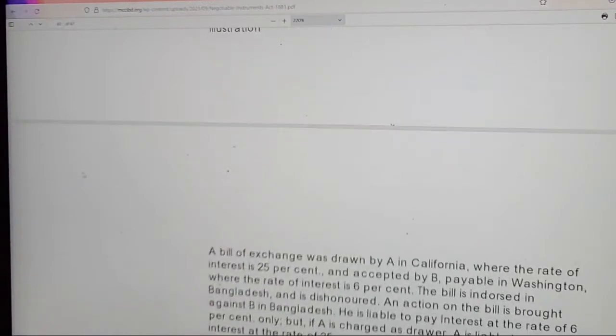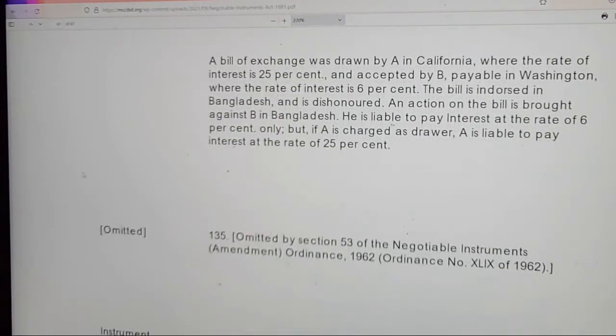Illustrations. A bill of exchange was drawn by A in California, where the rate of exchange is 25%, and accepted by B, payable in Washington, where the rate of exchange is 6%. The bill is endorsed in Bangladesh and is dishonored. An action on the bill is brought against B in Bangladesh. He is liable to pay interest at the rate of 6% only, but if A is charged as drawer, A is liable to pay interest at the rate of 25%.